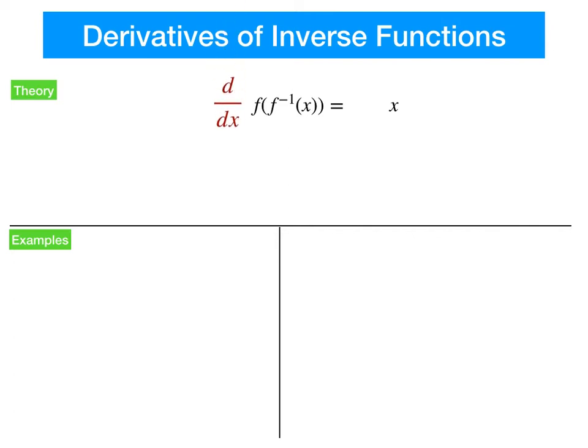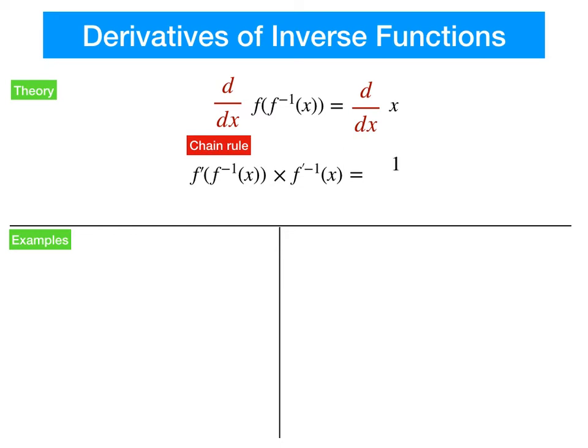Now we're going to apply the derivative to both sides. So we differentiate both sides of this equation, taking d over dx of both sides. On the left side, because we have a composite function, we can use the chain rule. It will give you the derivative of the outer function, which is f prime of f inverse of x, multiplied by the derivative of the inner function, which is the derivative of the inverse of x. And on the right side, you have d over dx of x equals 1.